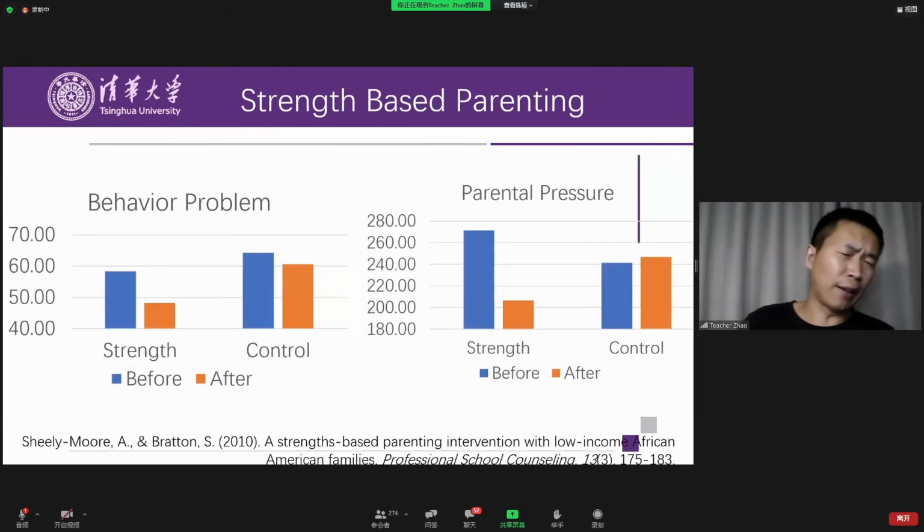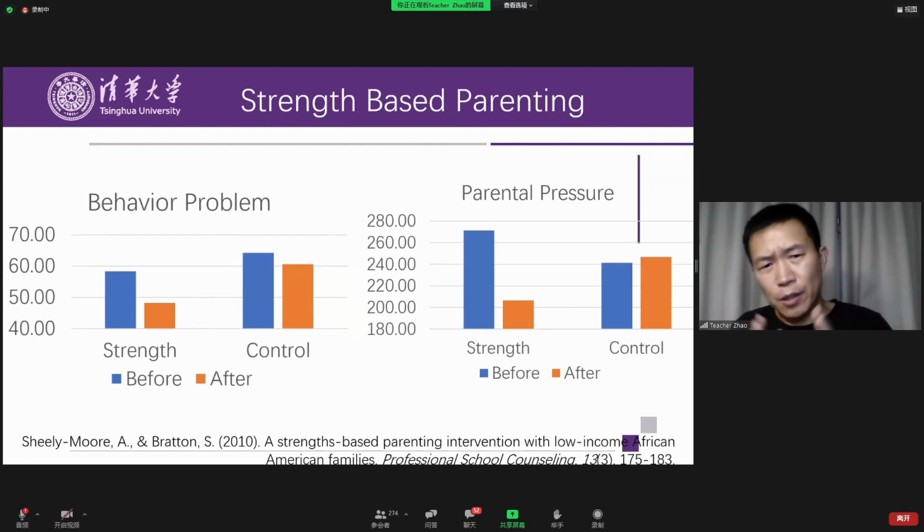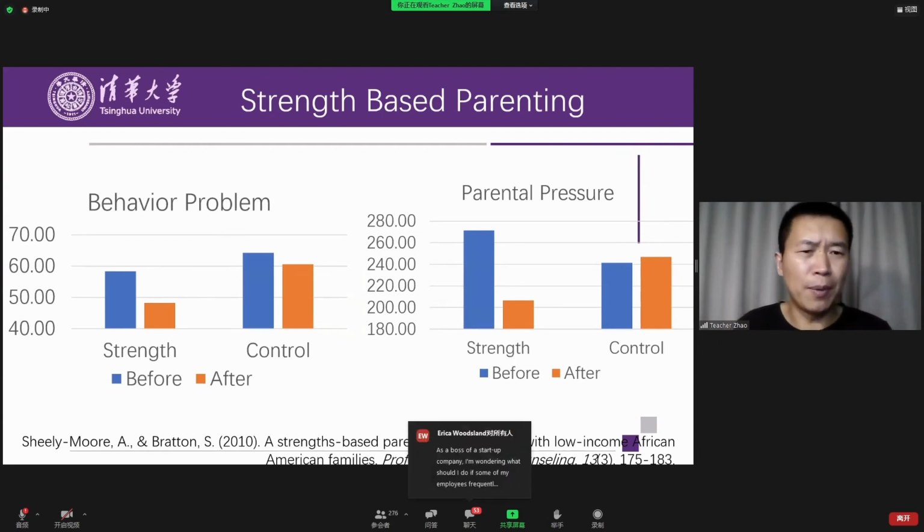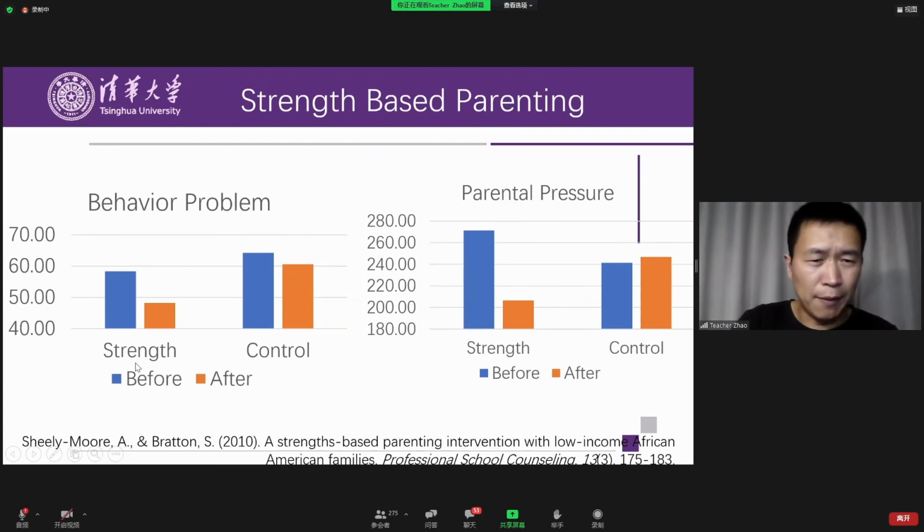And same thing for parenting. This is research done by a group of scientists who assigned parents into 2 groups. In one group, the strength group, they actively look for their children's strengths and encourage their children to use them. As we can see, the behavior problems become less in the strength group. Sorry, the blue column is before the intervention, and the brown column is after the intervention.